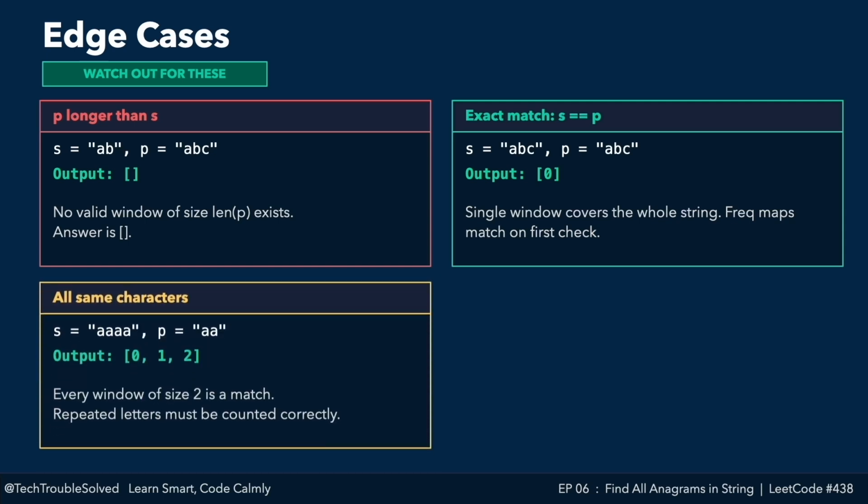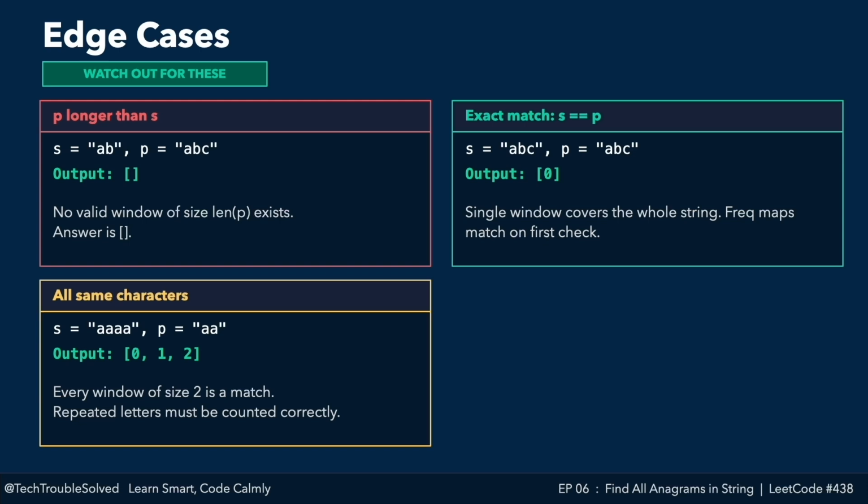Third, all characters are the same. S is AAAA, P is AA. Window size is 2. Every window is AA. Every window matches. Output 0, 1, 2. The key here is correct counting. P count is A with 2 count. Each window's W count also needs to be A with 2 count. If your decrement and delete logic is right, this works automatically.